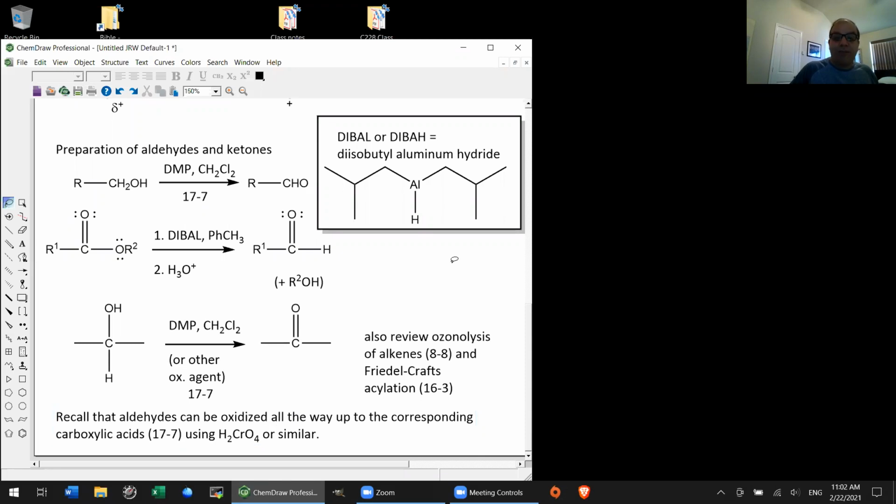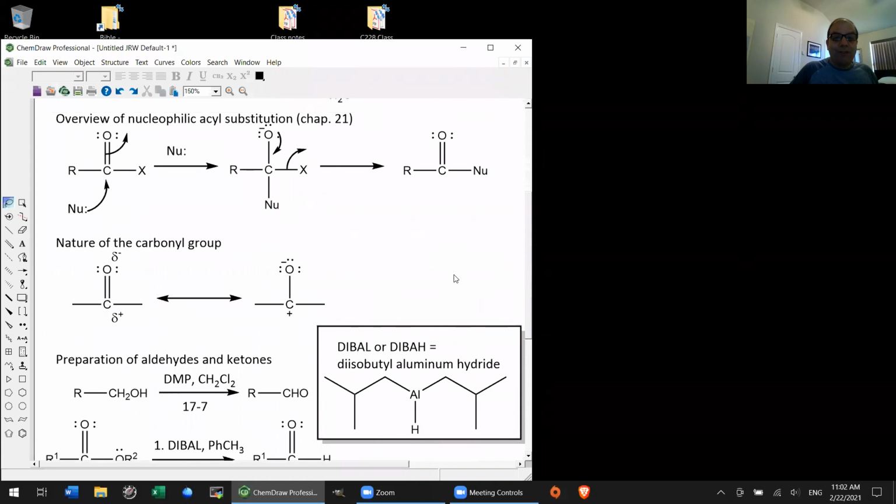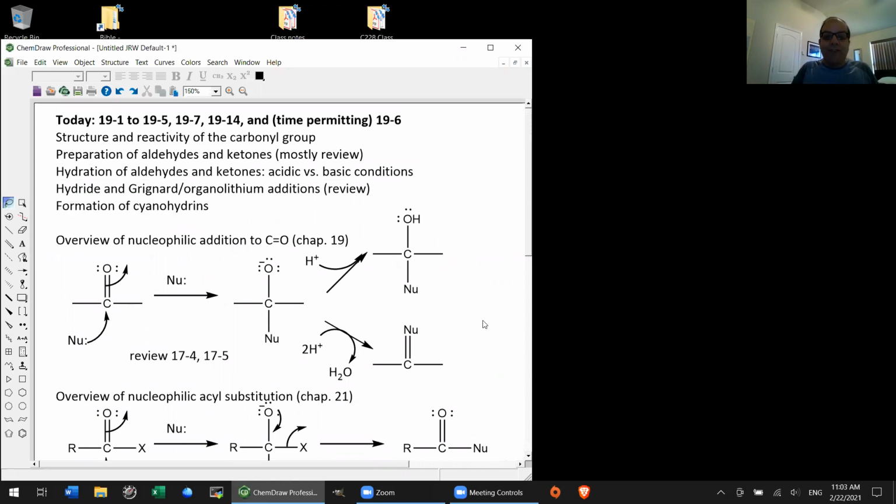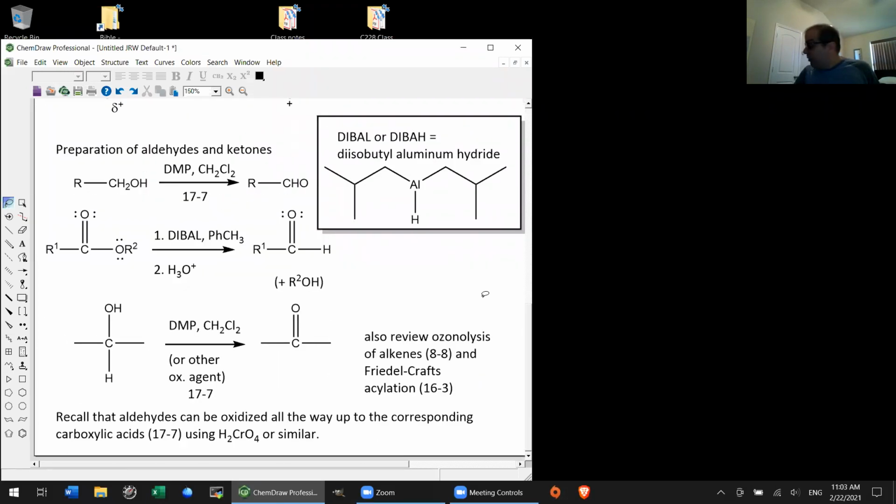So if you need to go back and review that, I would say by all means do so. And with that, I think we're pretty good in terms of making aldehydes and ketones and some of their reactions. Before we get into anything completely new, I just want to refresh your memory on hydride and organometallic additions of aldehydes and ketones. That's also reviewed from earlier chapters, such as 10 and 17. Good. Any questions on any of this then?